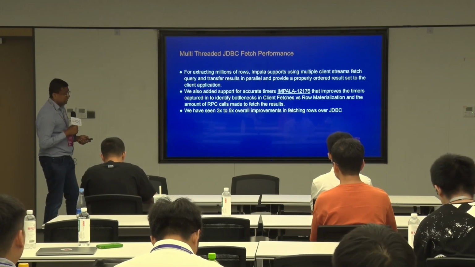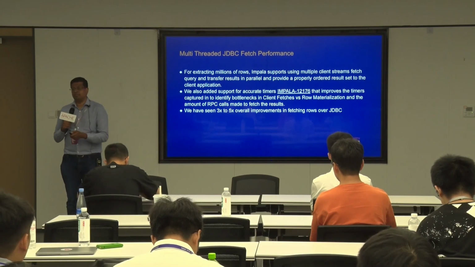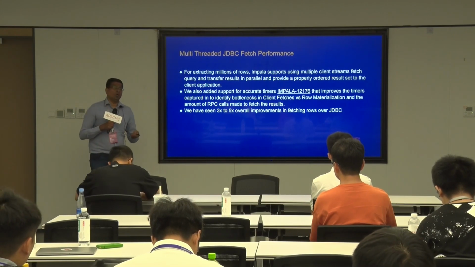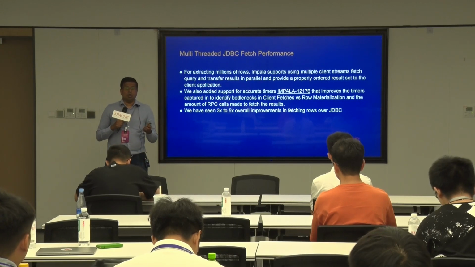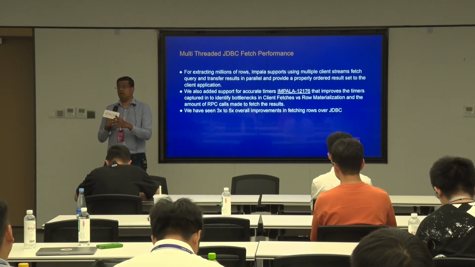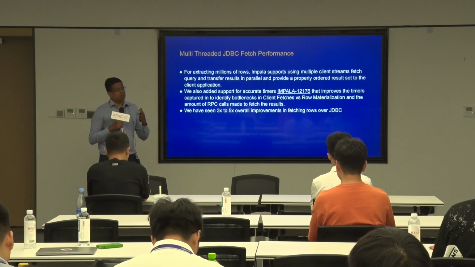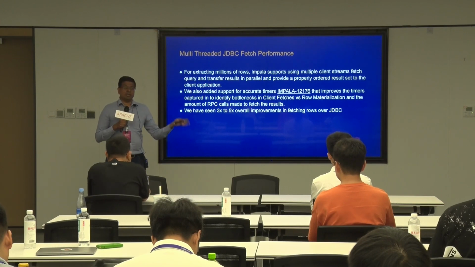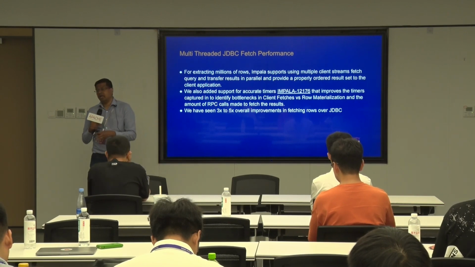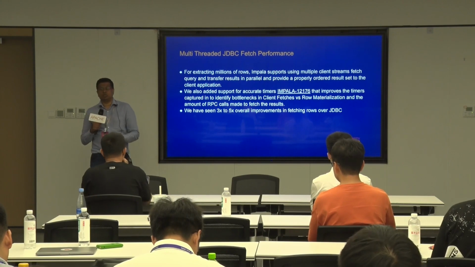Overall, we have seen at least 3 to 5x improvement in fetch performance, leading to a point that we are able to almost maximize Impala row generation capacity to the fetch capacity. So the rows can be fetched by the client at the same rate at which Impala can generate those rows on the server side.